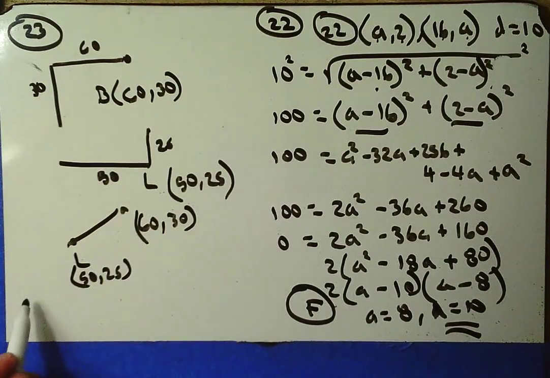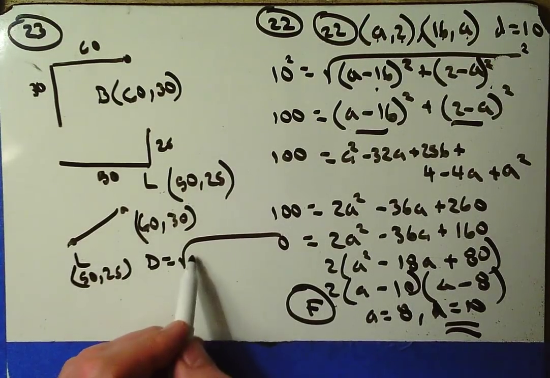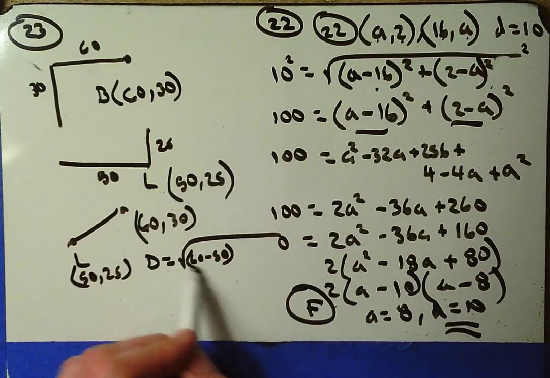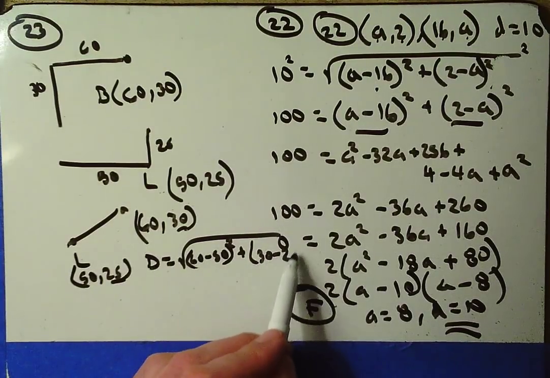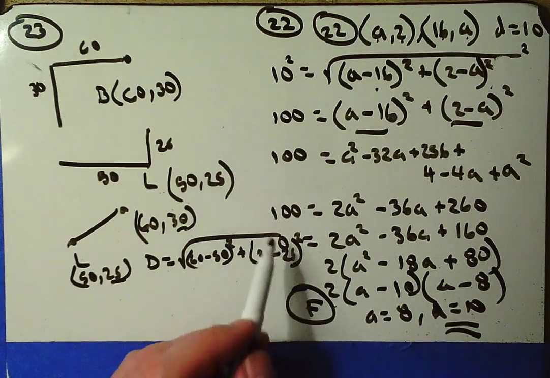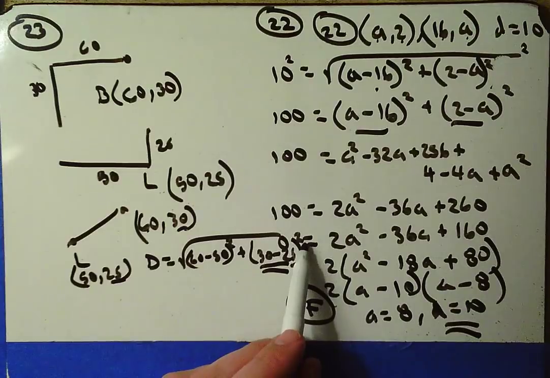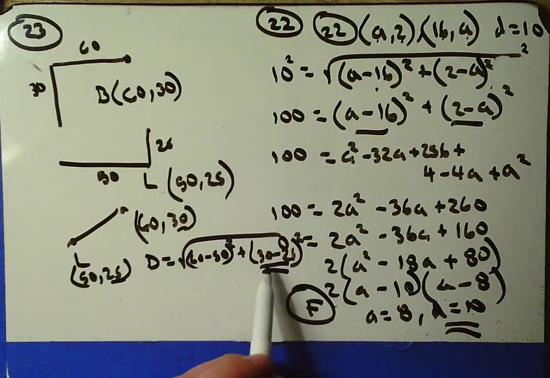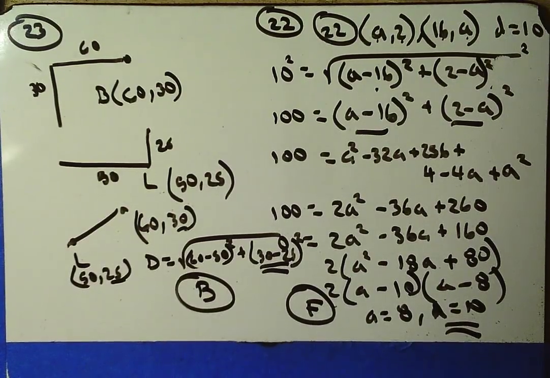So remember, the distance formula would look like the square root of this x minus this x, 60 minus 50 squared, plus this y minus this y, 30 minus 25 squared. When I look at the choices here, I don't see any that have 30 minus 25, but I do see 25 minus 30, and that would give me negative 5, but when I square it, I would get the same positive 25 that we'll get here. So I like choice B. Choice B represents the distance between Bob and Linda.